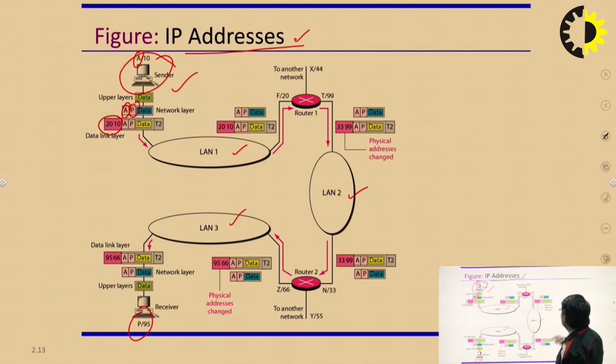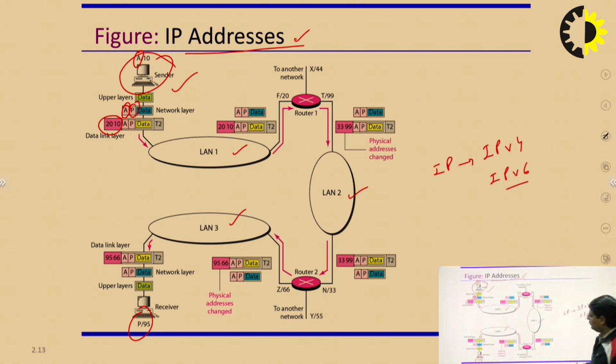Okay, so the IP address basically can be different depending upon how many systems we are connecting into the network. These can be IP version 4 or maybe IP version 6. An example can be, for example, 192.168.005.002. So this is one example of IP address.